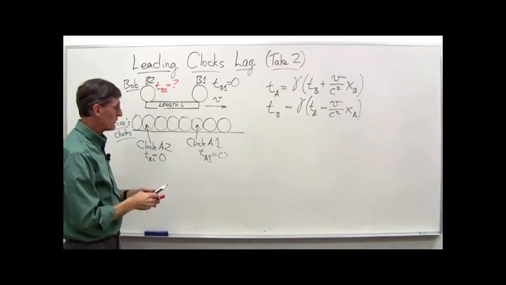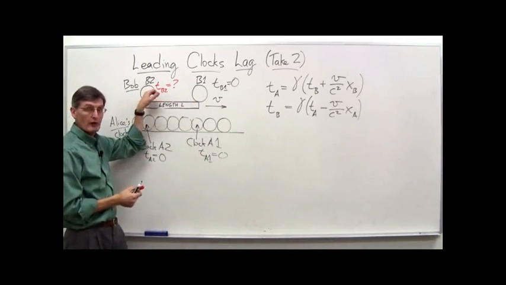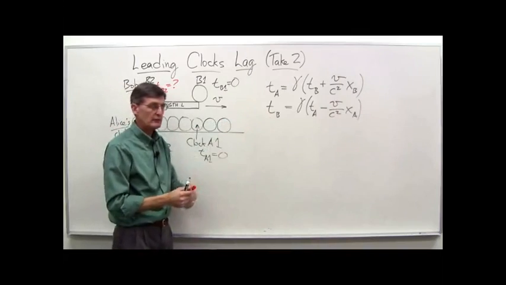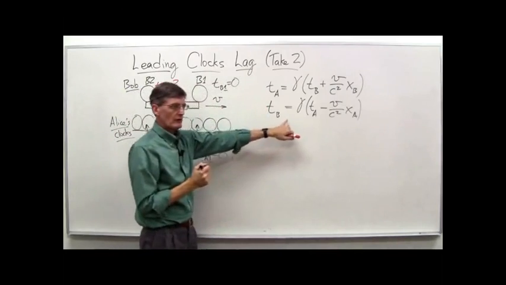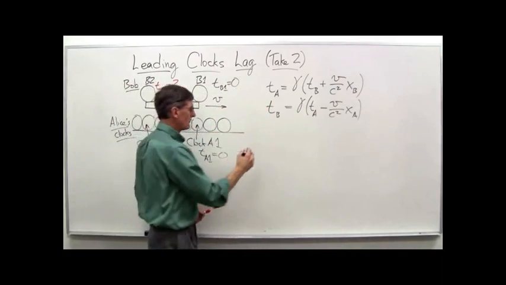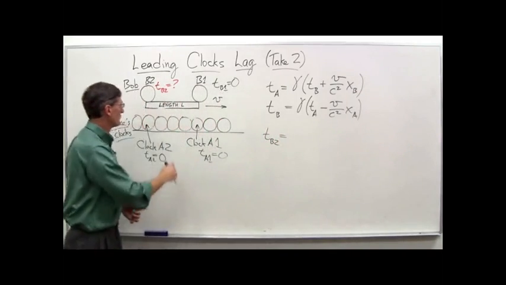Well, let's see what we can do with this. We're after a time in Bob's reference frame, so let's use the TB equation here. Just start off from this one, and we can say we've got TB2 equals what? This is what we're after.